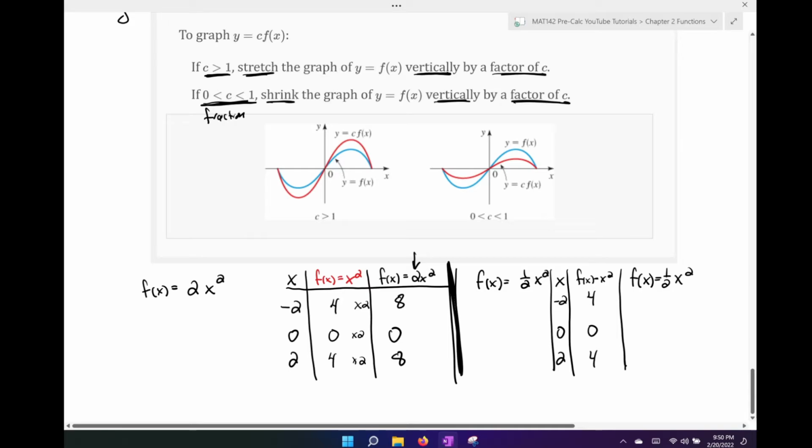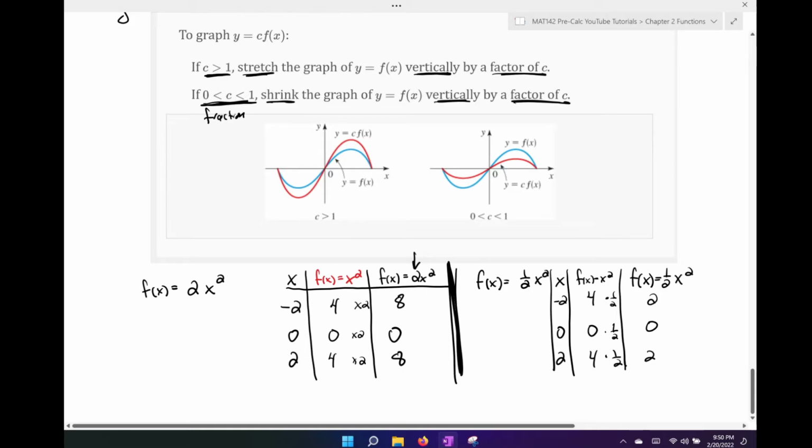So we have quantity -2 to the second, which is going to be 4. But then 4 times 1/2 is 2. 0 and 2 again. So notice we're still multiplying, but now we're multiplying by 1/2 in each case. Okay? So I hope that makes sense.